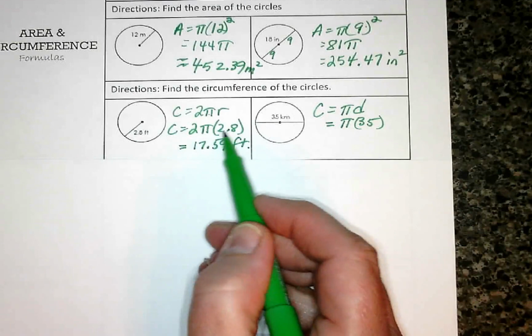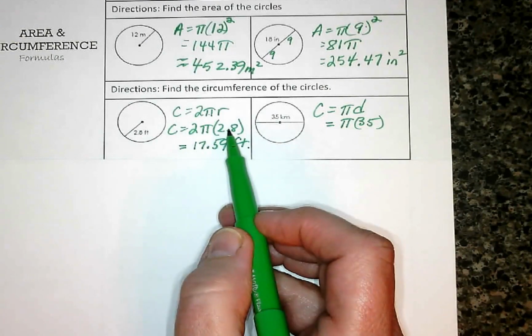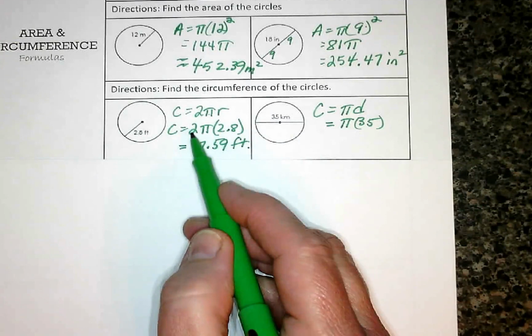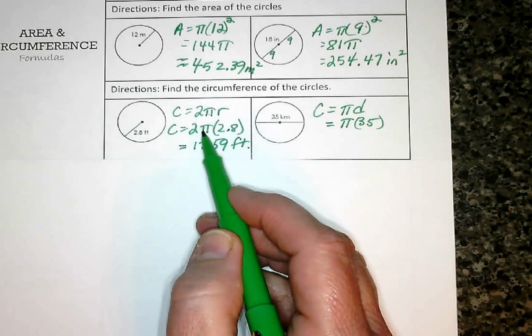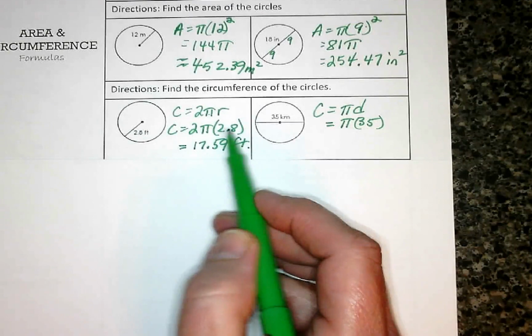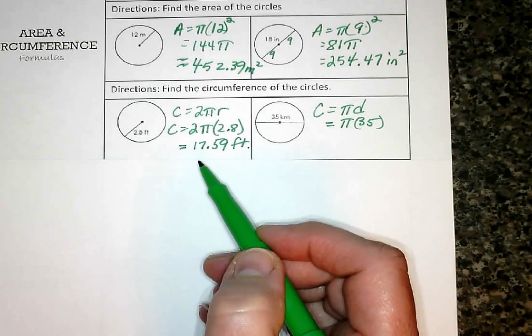Now when I'm multiplying these together, it's commutative, which means it doesn't matter what order you multiply them. Some people like to do the numbers first, so 2 times 2.8 times pi, or you can go right along in order, 2 times pi times 2.8, you'll get the same answer.